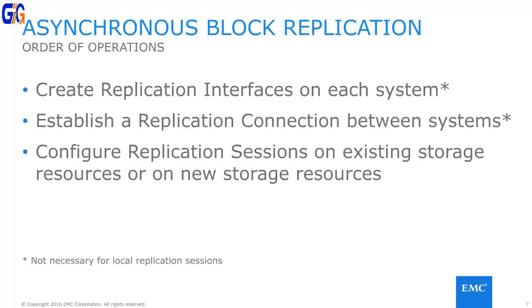Configuring a replication session involves the following steps. Create replication interfaces on your systems. These interfaces are used for communication between your two systems. Establish a replication connection between the systems. A replication connection enables replication sessions to be created between the two systems. Replication connections can be established between systems in asynchronous, synchronous, or both asynchronous and synchronous mode. Finally, configure replication sessions on existing storage resources or as part of creating a new storage resource.